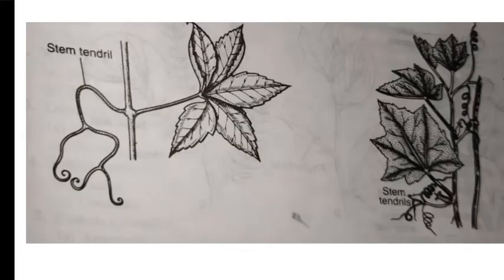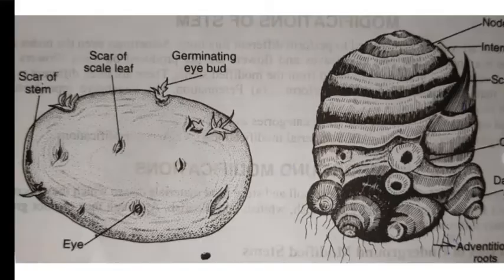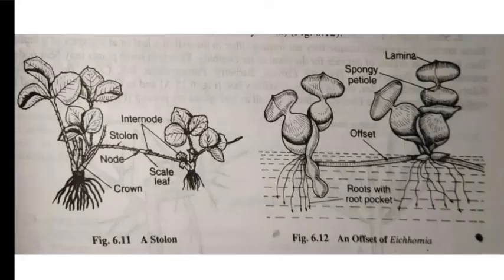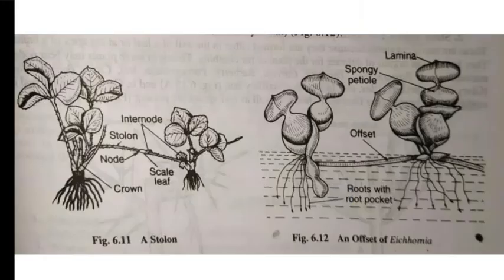So in this way, we can say that there are so many modifications, that is the aerial modification, the subaerial modification, and the underground modification of the stem. And this is all about the modification of stem.